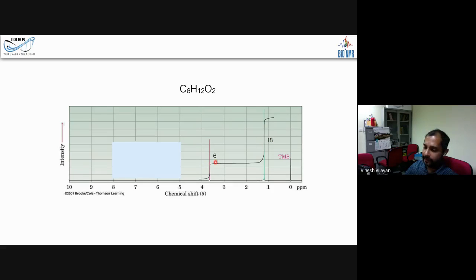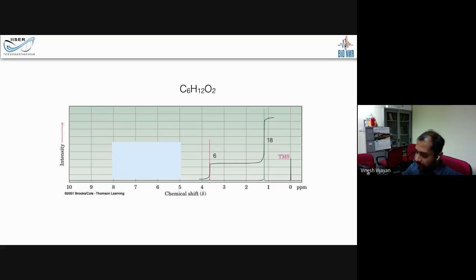That is thrice this. Okay, so if it is H12, it again has to be 3 and 9, because that is the only way you can get to 12. 3 and 9 is the only way you can get to 12, and it is proportional to these intensities or these integral values that I've shown you. Okay, so this has to be 3, and this has to be 9.